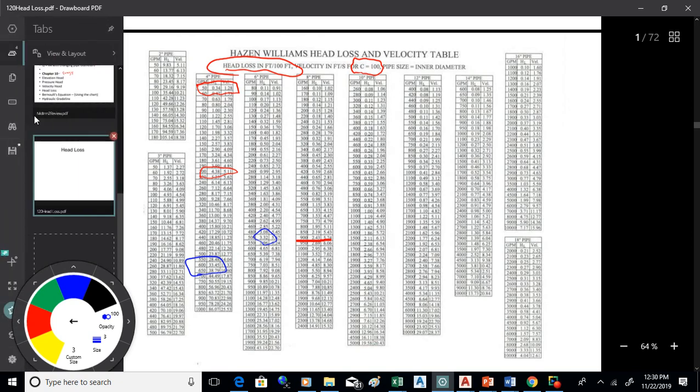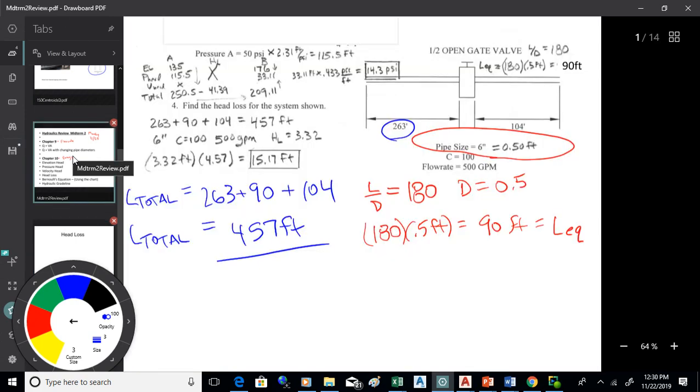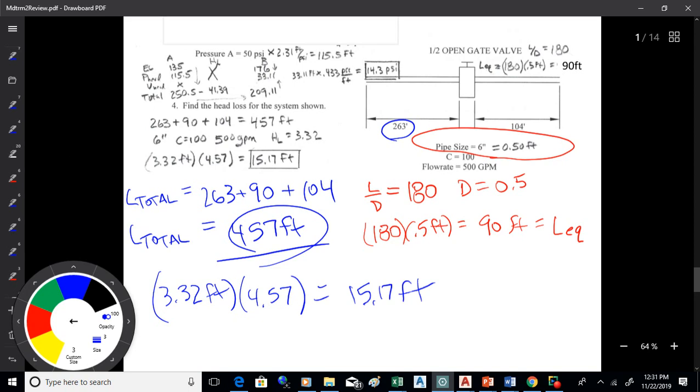So that's just off the chart, and that's telling us that every 100 feet of 6-inch pipe with 500 gallons per minute gets you 3.32 feet of head loss. So we got 3.32 feet of head loss per 100 feet, and using that number, we've got 4.57 100-foot lengths. Okay? So if you just multiply those two together, you'll get the total head loss, 15.17 feet.